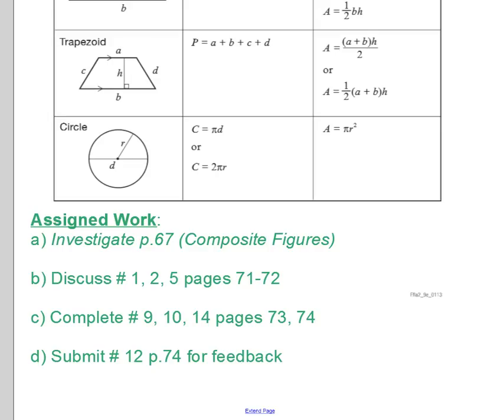and I'll be collecting number 12, page 74, which is a good problem where you're trying to find the area of an outdoor garage. It'd be very similar to the question I looked at, which was example 3 from your textbook. And there's lots of different shapes involved in that one as well.